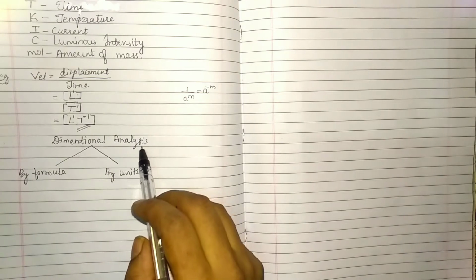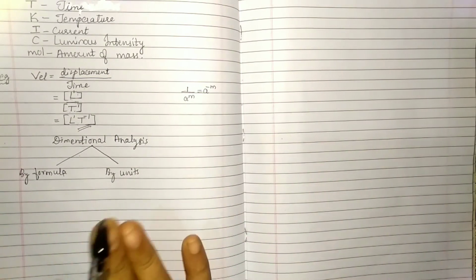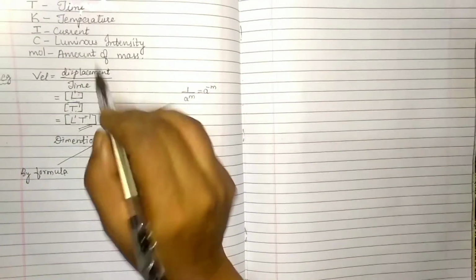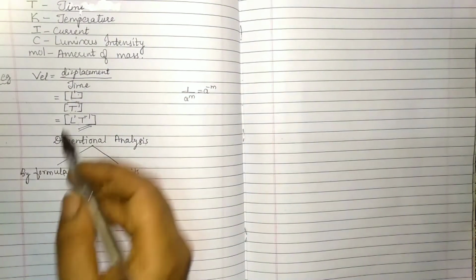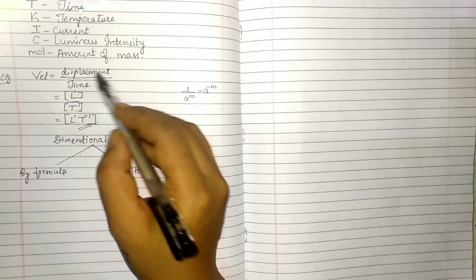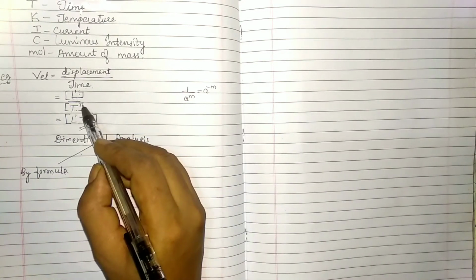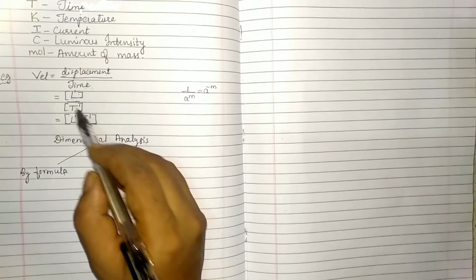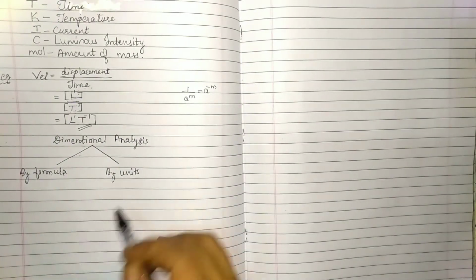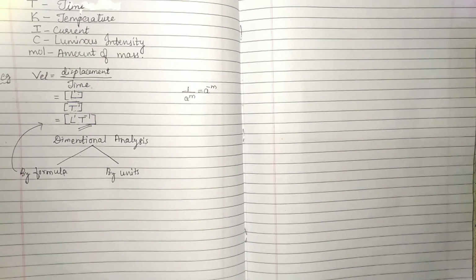Dimensional analysis can be done in two ways, by formula or by units. Take once again the easiest example, velocity. With the help of formula, I already showed you. It is displacement upon time. So displacement is in terms of length, L, and the time in terms of T. So it is L¹ T raised to minus 1, according to these indices. So this is the example for how you can analyze by formula.